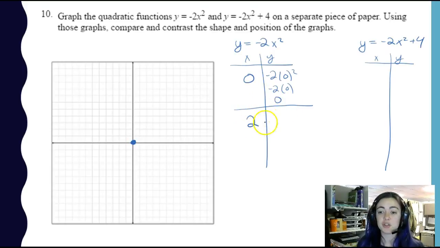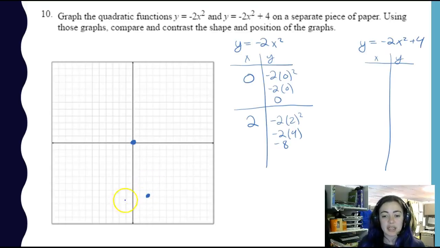Let's try a point 2. So we have negative 2 times 2 squared. Negative 2 times 4, or negative 8. So when it's 2 over, we go down 1, 2, 3, 4, 5, 6, 7, 8. Now, I like to think that it has a perfect mirror there, but let's just make sure our axis of symmetry works out.